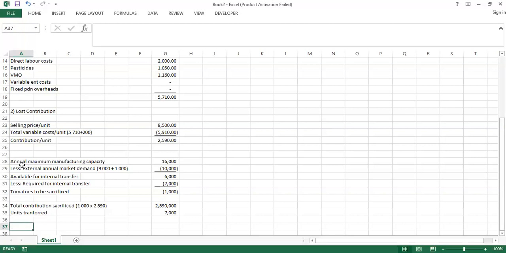So now we need total contribution sacrificed per unit, right? We can simply write it in short, contribution per unit. If you are handwriting, it's going to be a lot easier for you to write these things in full. I'm just tired of typing this. But in full, you would simply write total contribution sacrificed per unit, which is, you can show the calculation there, 2,590 divided by 7,000.